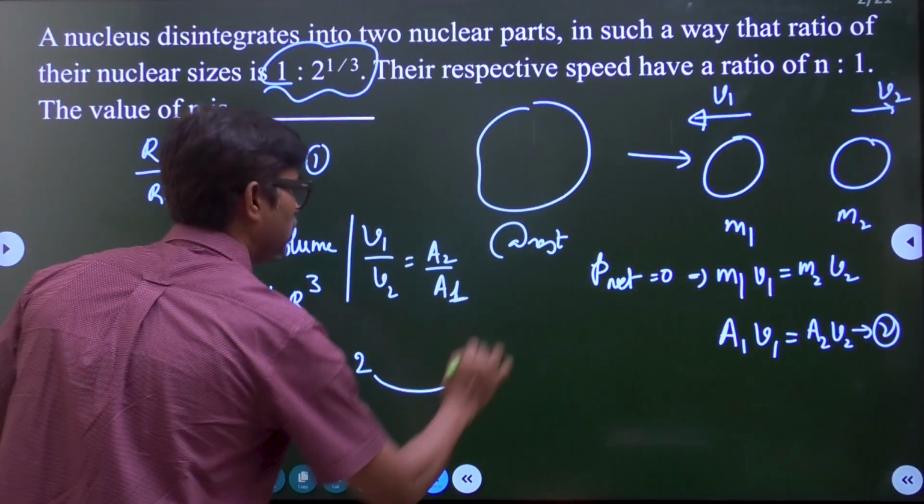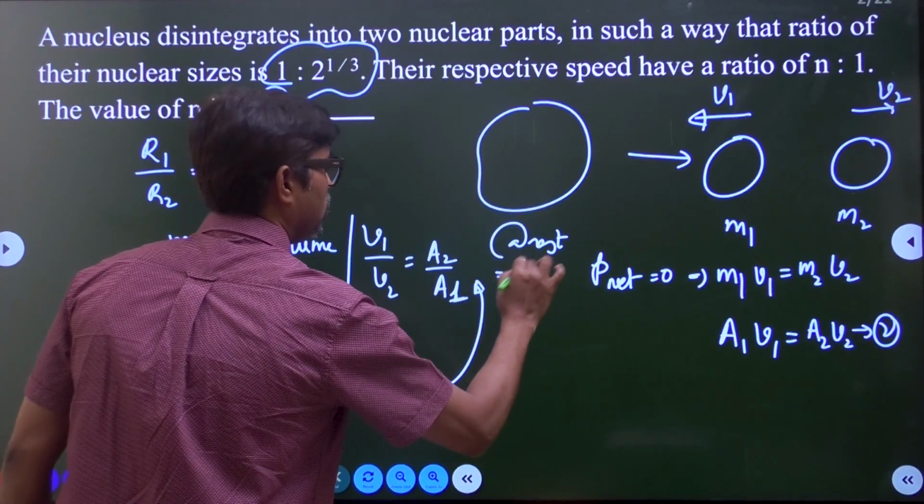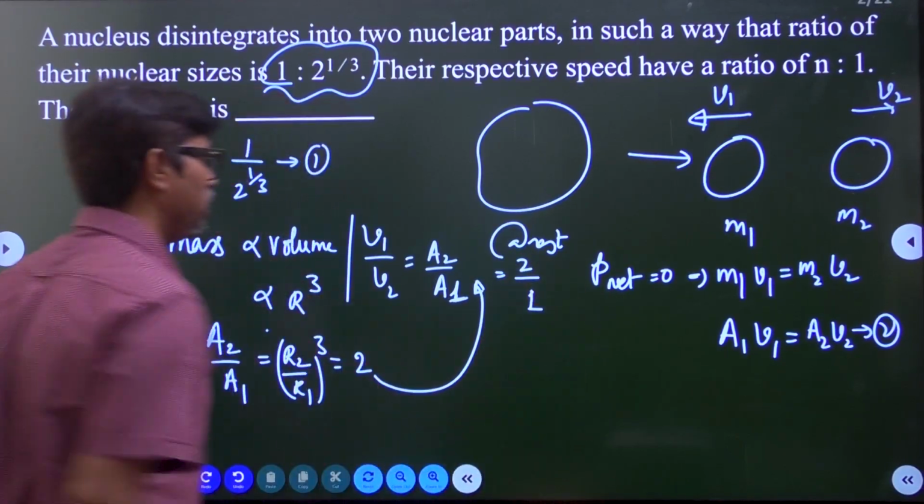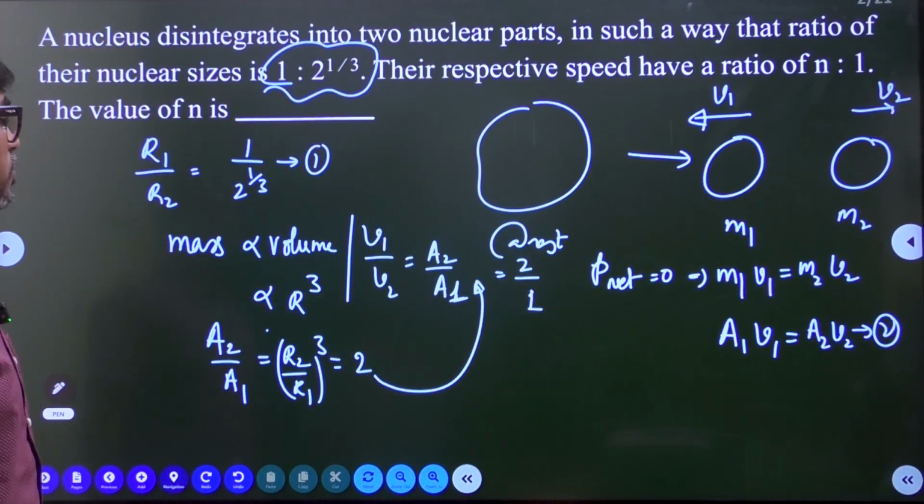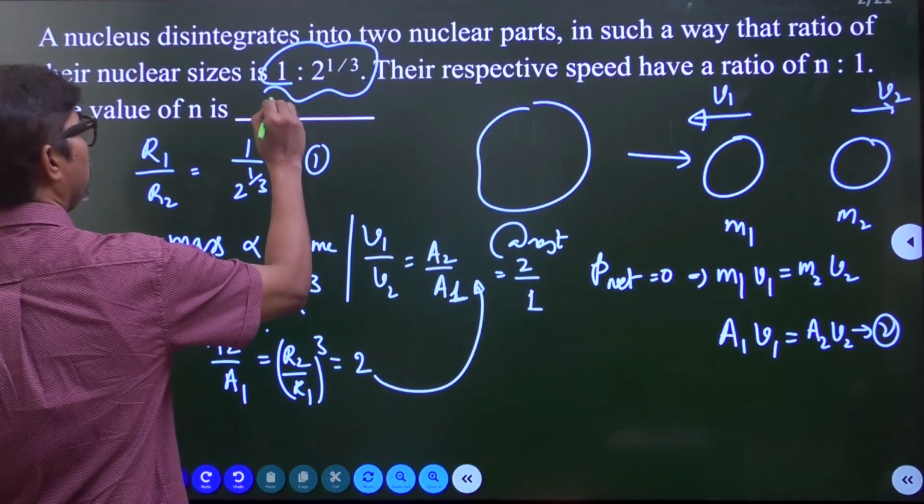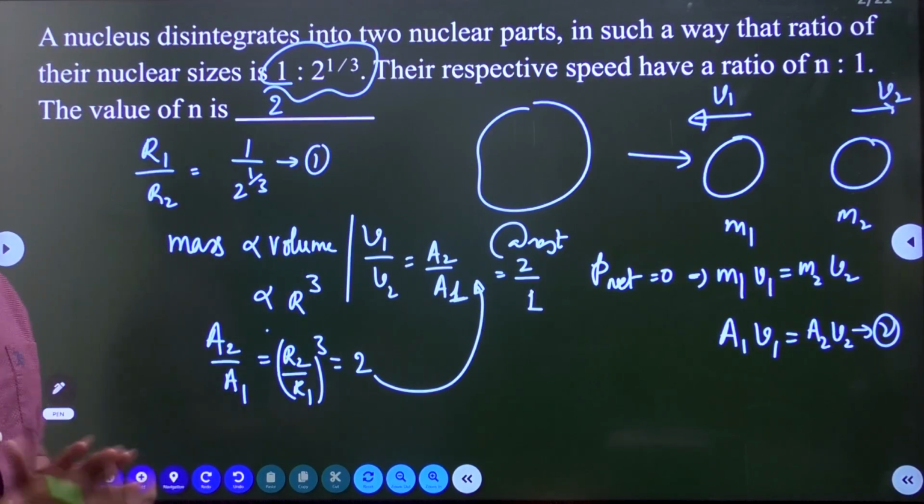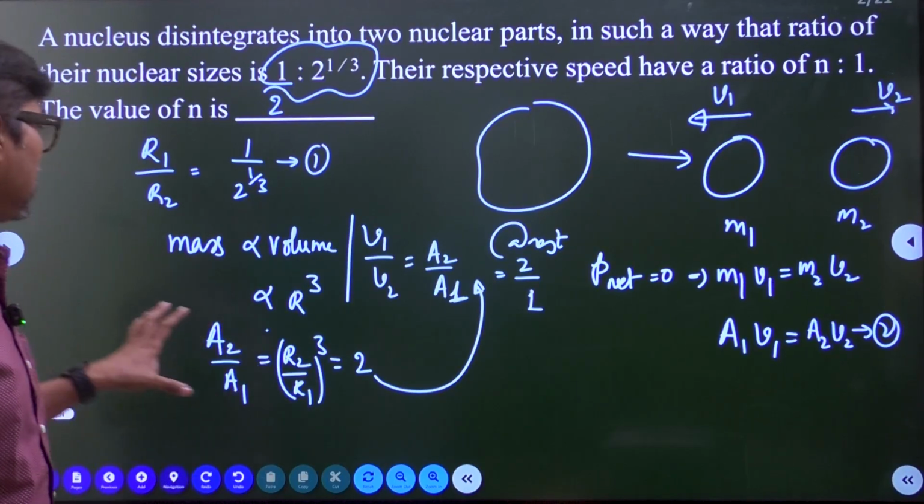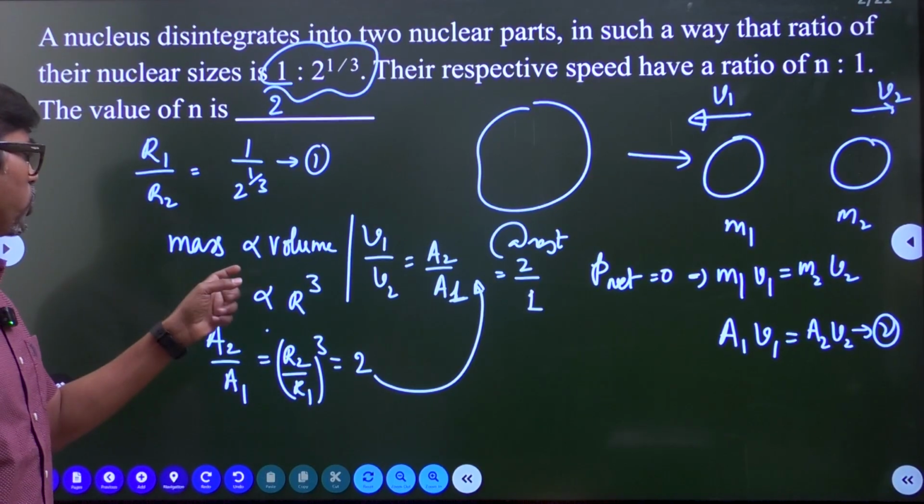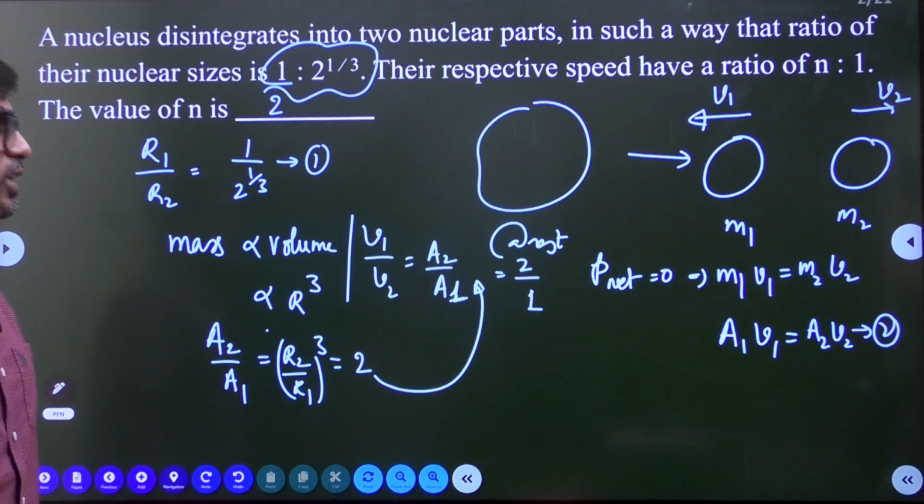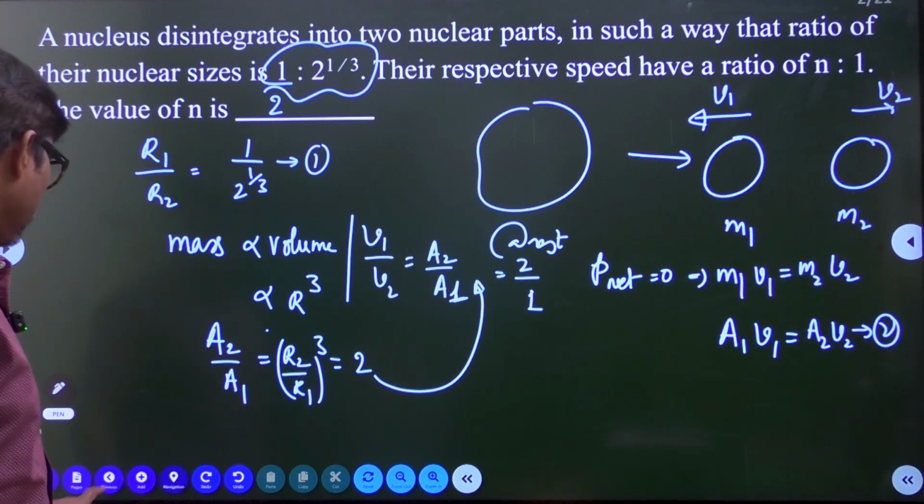So if I substitute it here, this is going to be 2/1. That means v1 equals 2 times, whereas v2 is 1. So n : 1 would become 2 : 1. So n equals 2. That's the answer to this. So conservation of linear momentum and the other relation, A proportional to R cubed for a nucleus, those are the two ideas we are using here.